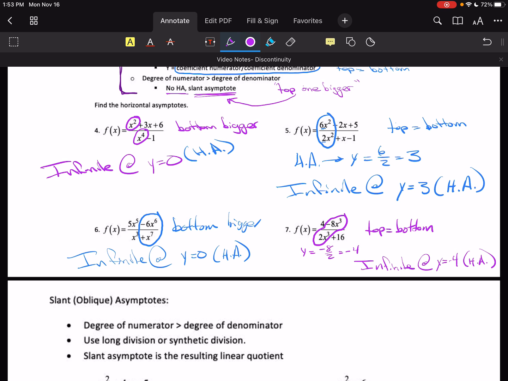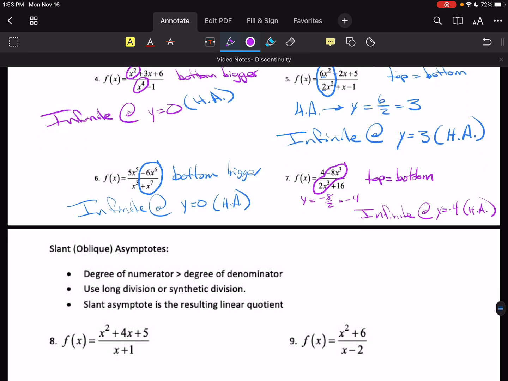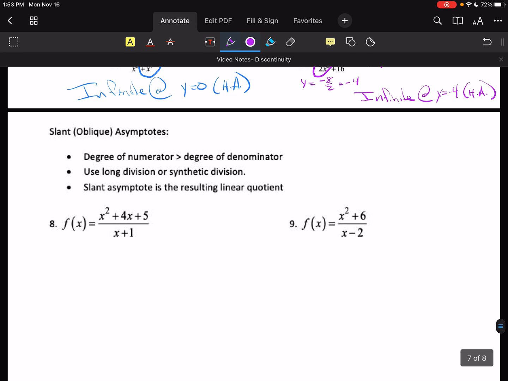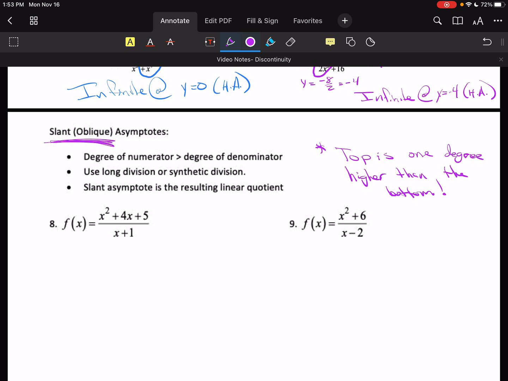Okay, so now let's look at when the degree of the top is 1 larger than the degree of the bottom. Okay, so again, this is when the top is 1 degree higher than the bottom. So that's what gives me a slant or oblique asymptote.